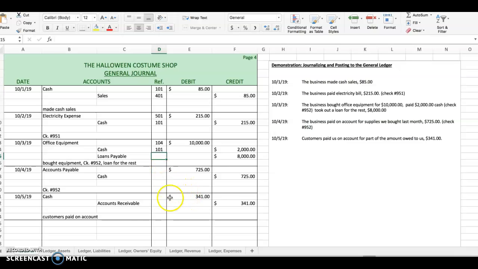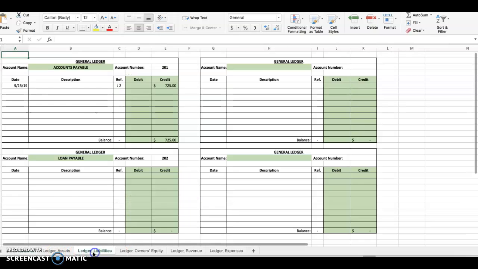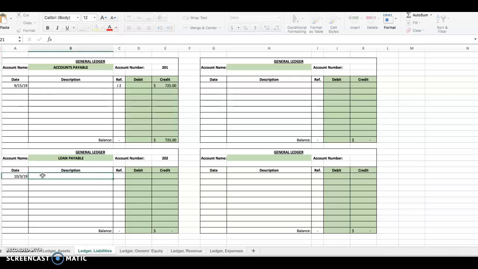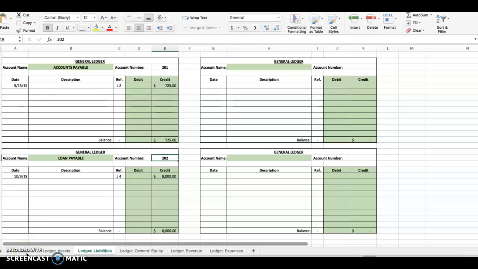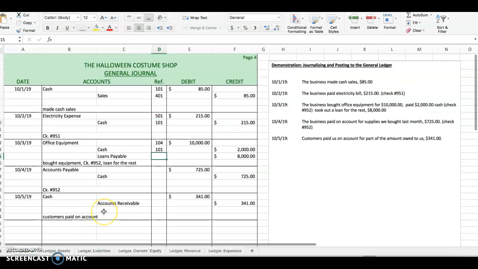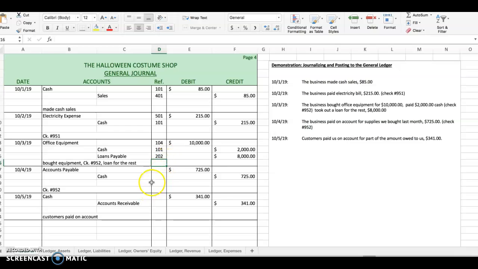And now we have a loan for $8,000. So we have to look at our liabilities. We have a loans payable account, and we owe $8,000. So the balance is not 800, it's 8,000. And that indicates that we owe $8,000. And liabilities begin with a 2. This account is number 202. And that's put into, oops, wrong number, 202. And that's put into the journal.